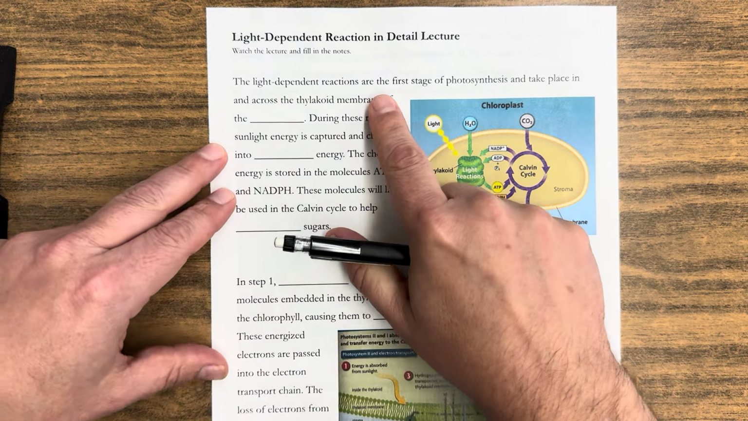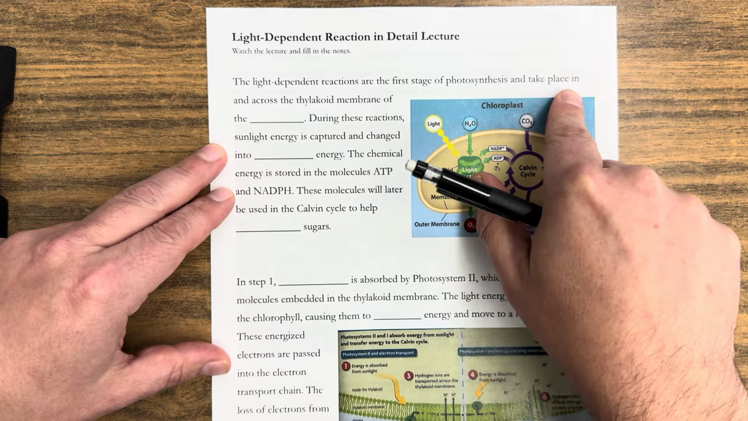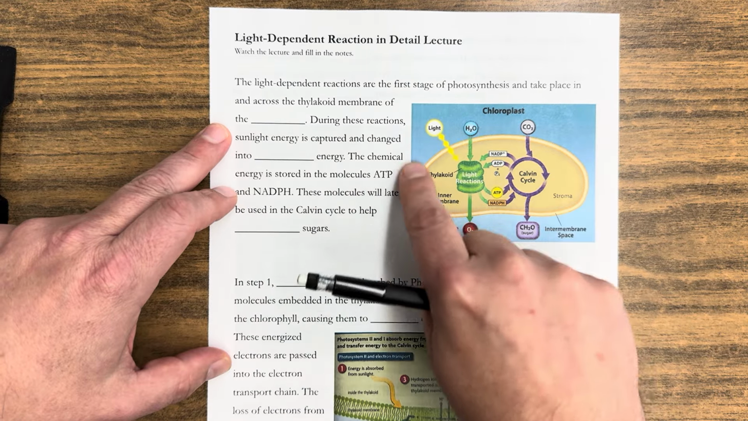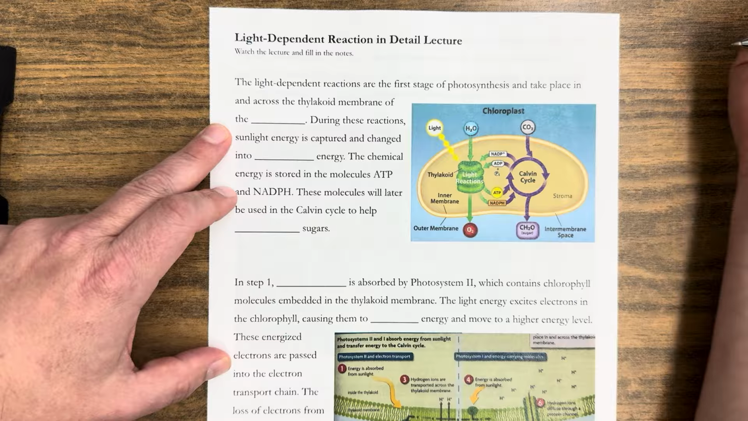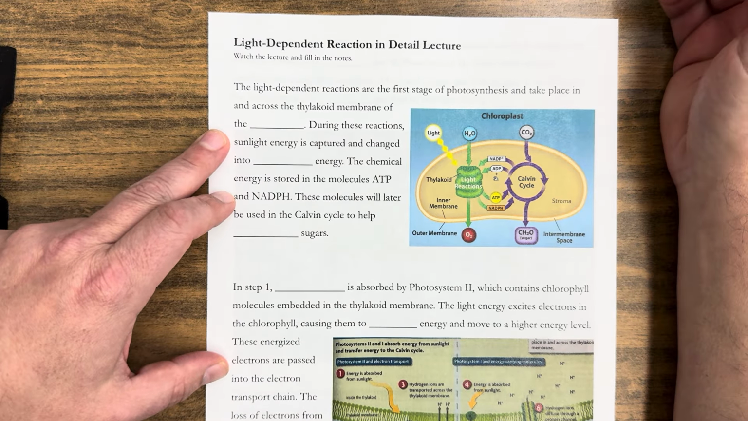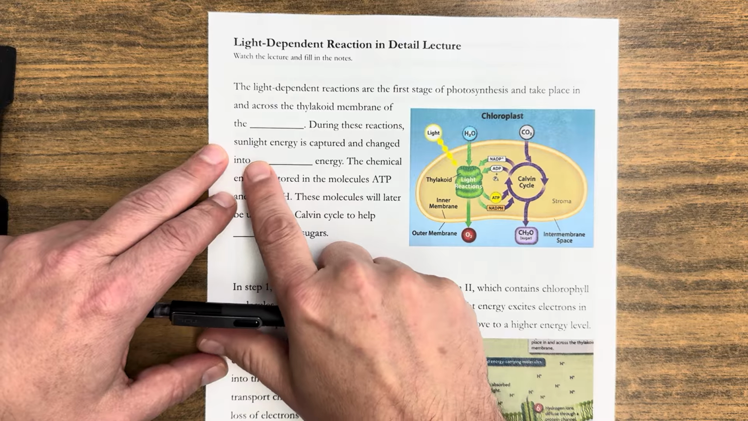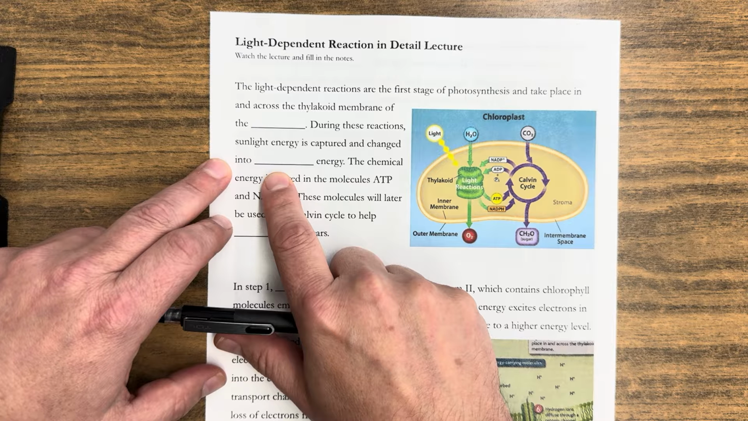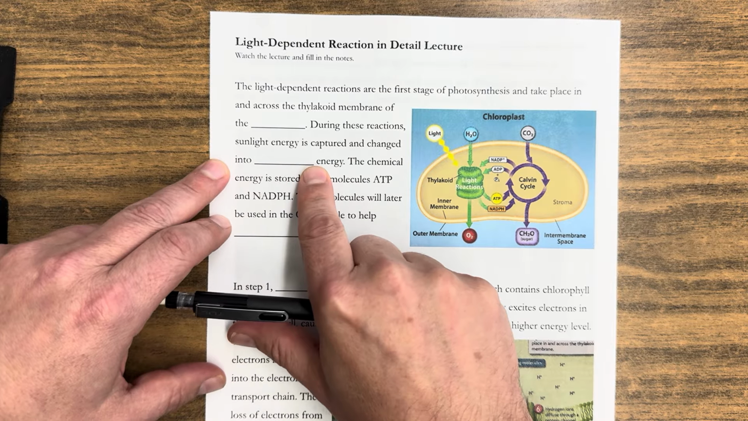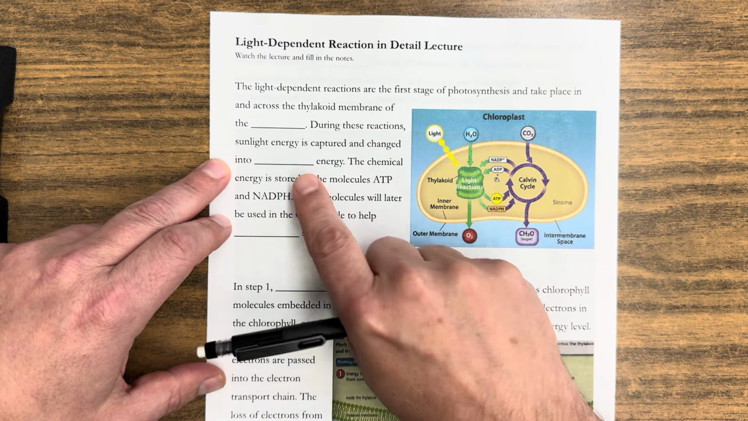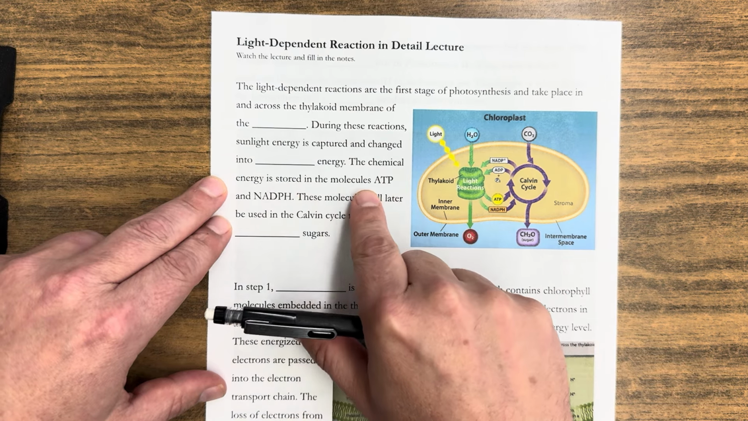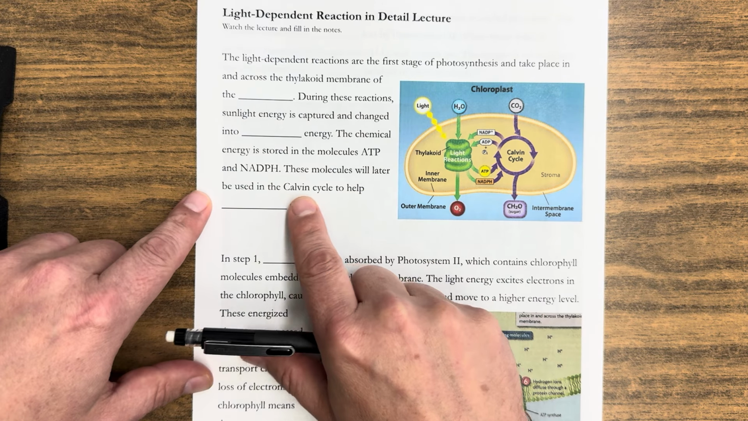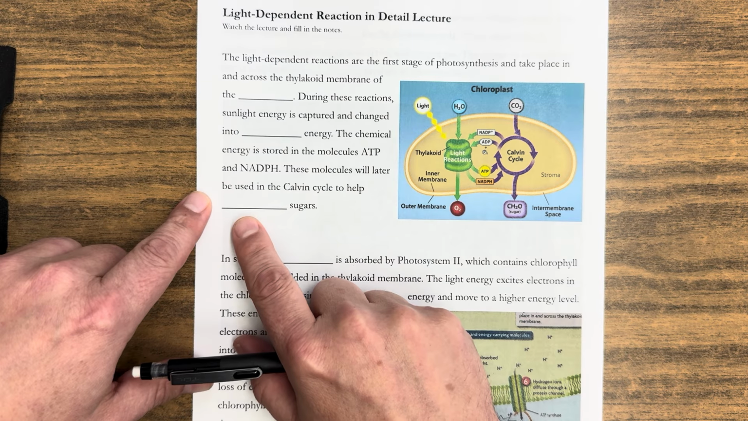Okay, the light-dependent reactions are the first stage of photosynthesis and take place in and across the thylakoid membrane of the chloroplast. So remember, this bean-looking thing is the chloroplast. It's an organelle in the cells of plants. During these reactions, sunlight energy is captured and changed into chemical energy. So we go from light energy to chemical energy. That energy is going to be put into the bonds of the sugar over here. The chemical energy is stored in the molecules ATP and NADPH. These molecules will later be used in the Calvin cycle to help produce sugars.